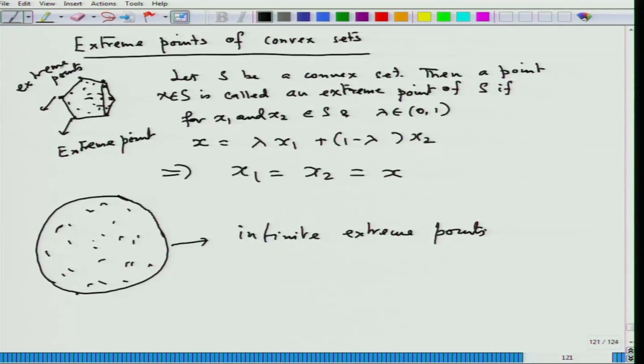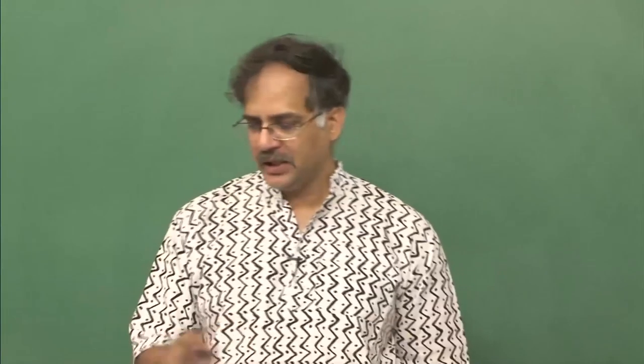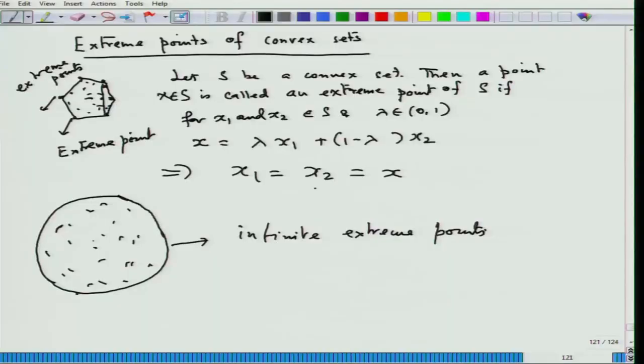Of course, it goes without saying that the extreme points are actually on the boundary. If it is not on the boundary, then I can always find two points such that this expression is true. So, it has to be on the boundary, because otherwise this is not true. Now, I will give you a homework: figure out how to show that extreme points are on the boundary.